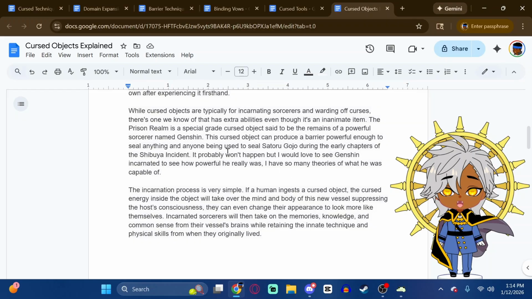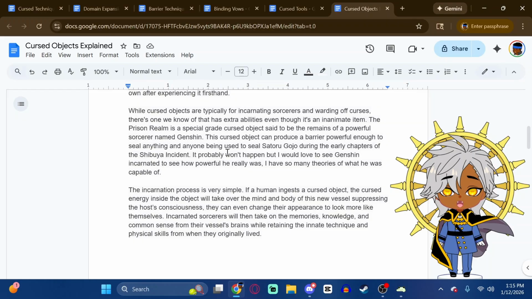All right, but this character whose name is Genshin that I was talking about, we never see him in the series, but we're told that he was basically the most powerful barrier user in all of Jujutsu Kaisen, and that before his death, he basically had himself sealed away as the prison realm, and the prison realm became the special grade curse object that came off of his existence.